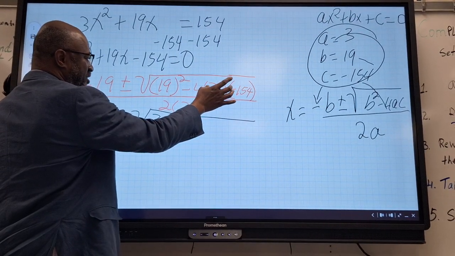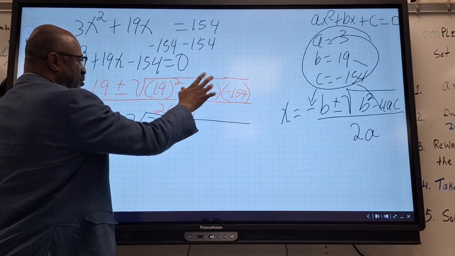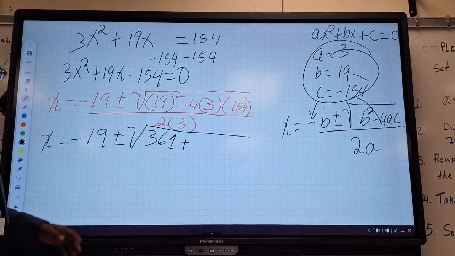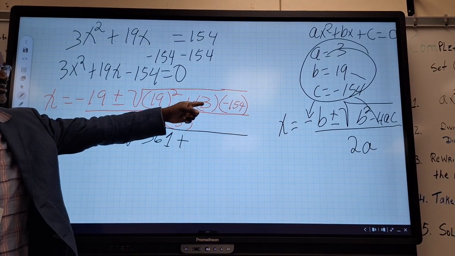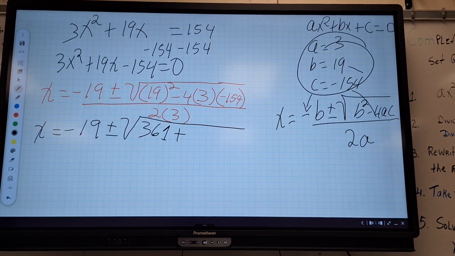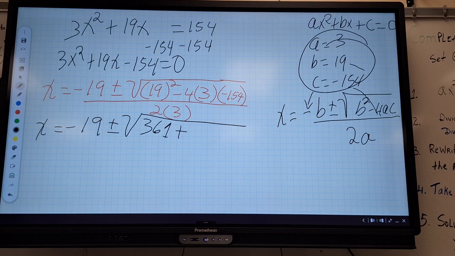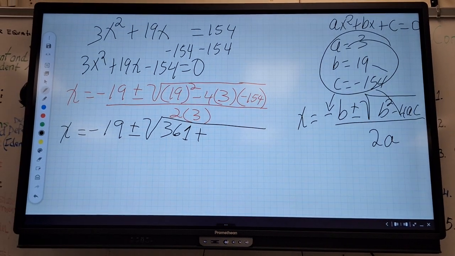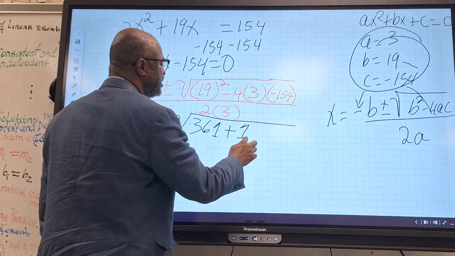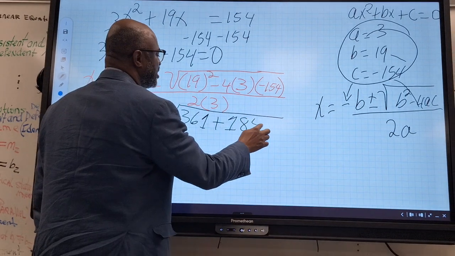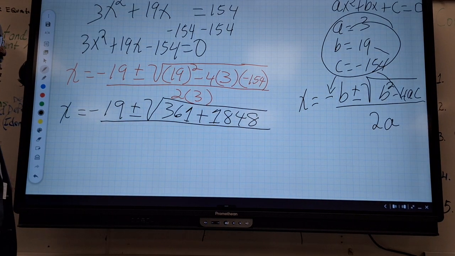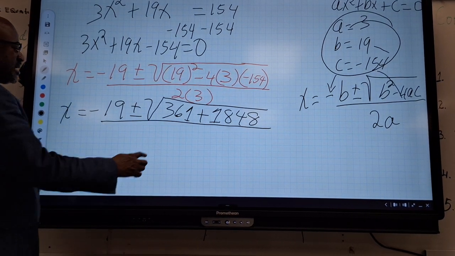So if 2 of the numbers are negative, it's going to become positive. If 1 is negative, it's going to be negative. If all of them are negative, it's going to become negative. Right? Then we multiply 3 times 4 is 12. 12 times 154. What is the outcome? Calculator work, people. Don't just sit. What is it? 1,848. Double check that. And over 2 times 3, which is 6.